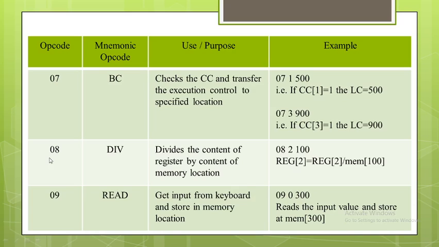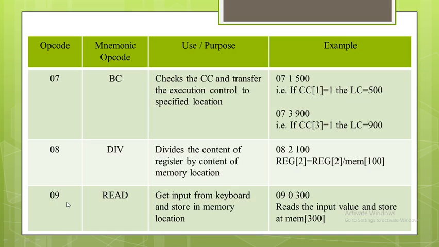Next opcode is 8, which is used for division, which divides the content of a register by the content of a memory location. Here the first two digits are used for the opcode. Operand 1 is register 2 and operand 2 is the memory address 100. That is, it is going to divide the register 2 content by the memory address content of 100.